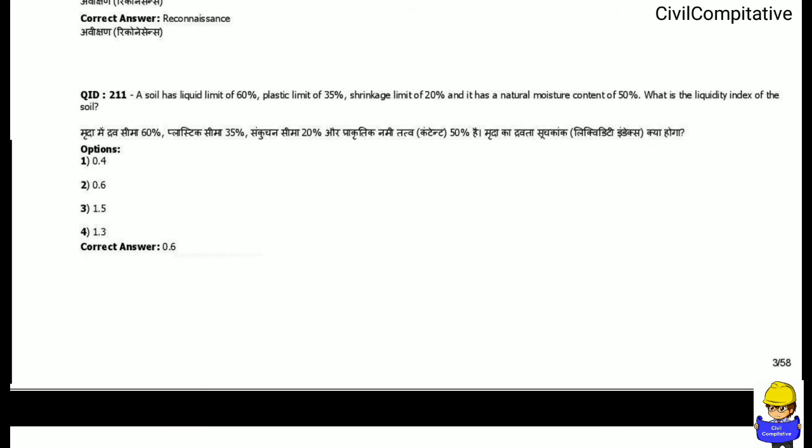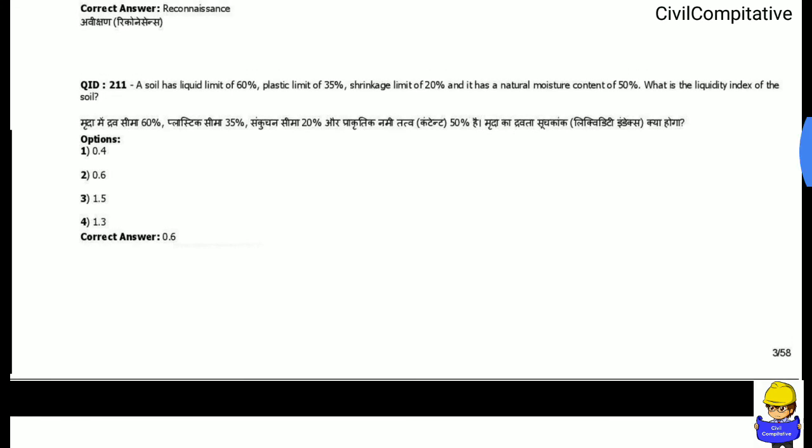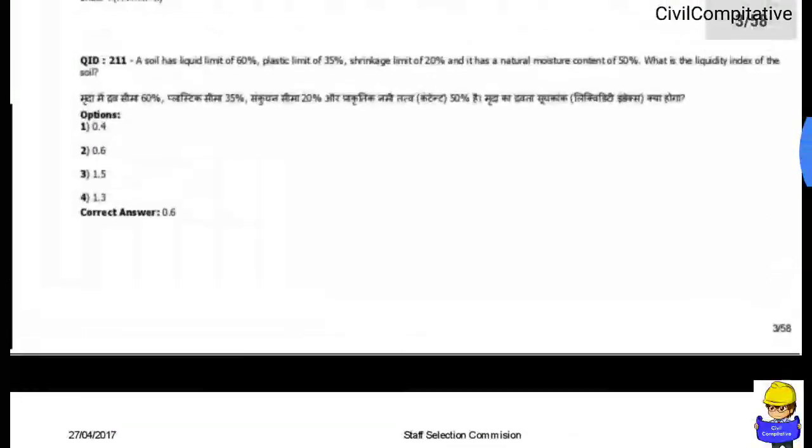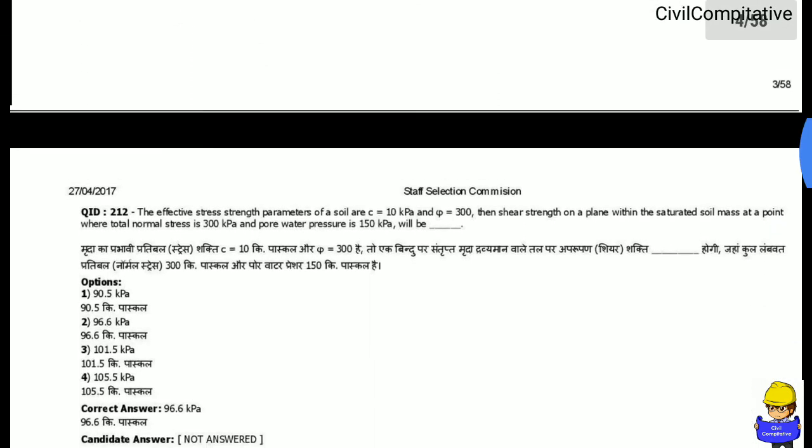Next question is: a soil has a liquid limit of 60%, plastic limit of 35%, shrinkage limit of 20%, and it has a natural moisture content of 50%. What is the liquidity index of the soil? In this question, the answer is 0.6. As it is a soil mechanics question, we use the formulas for soil mechanics: the liquid limit, plastic limit, shrinkage limit, and natural moisture content. We have to get the relation between all these and put in the percentages. So we would get the answer from this. It is a completely mathematical problem.